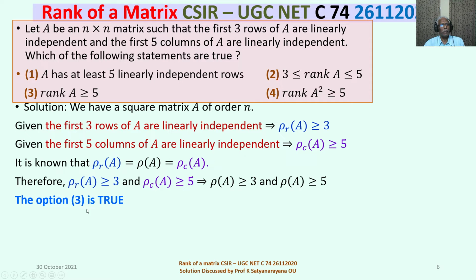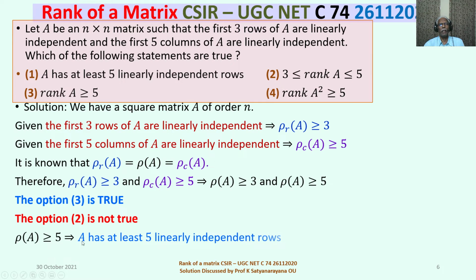So, let us look at option 3. Option 3 is rank of A greater than or equal to 5. We also have rank of A greater than or equal to 5. So, option 3 is true. And in option 2, the rank of A is less than or equal to 5, but we have rank of A greater than or equal to 5. Therefore, option 2 is not true.